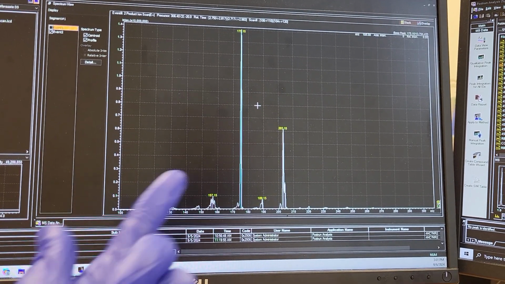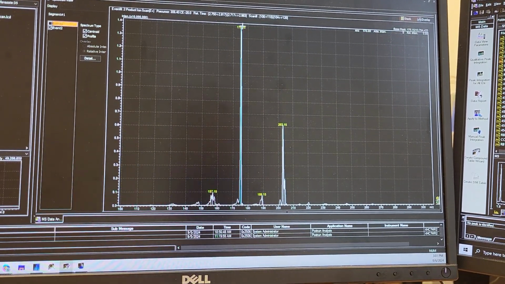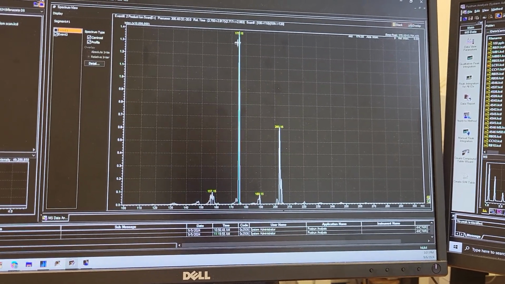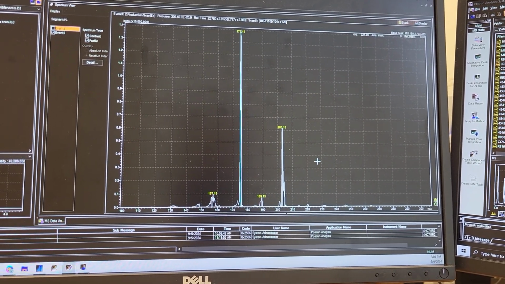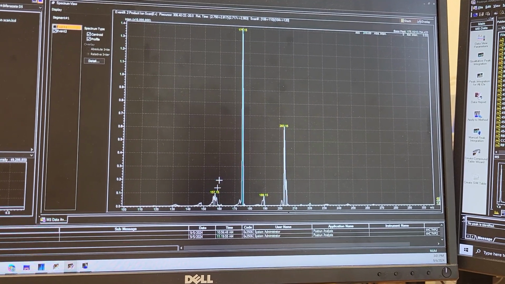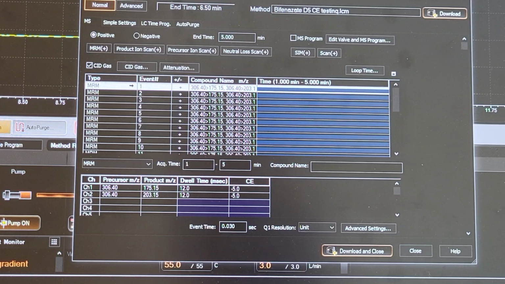So the two biggest peaks that I'm going to choose as my product ions are 175.15 and 203.15 m/z. Now I'll set up the collision energy range and I'll show you what that looks like.